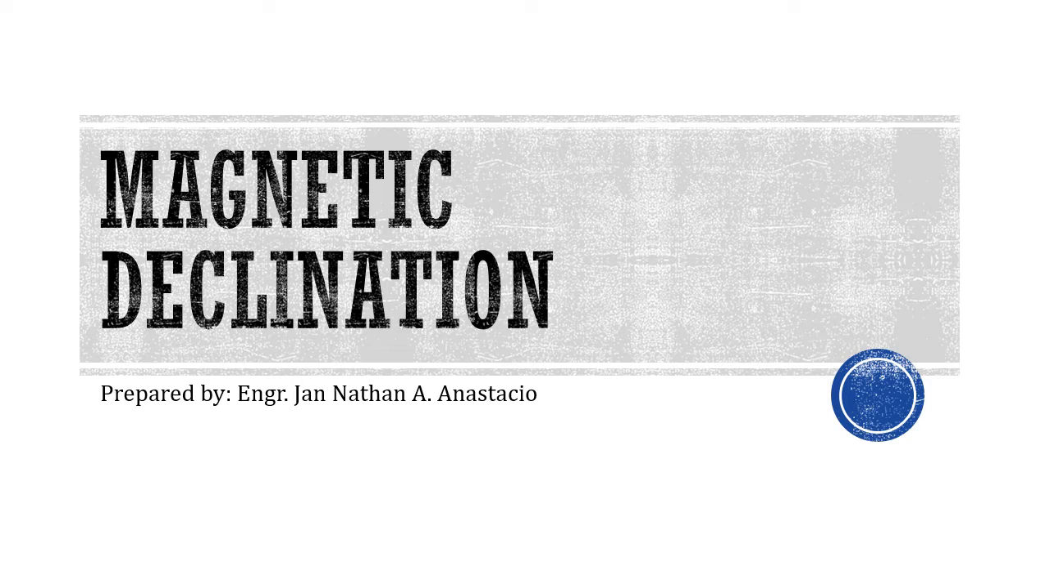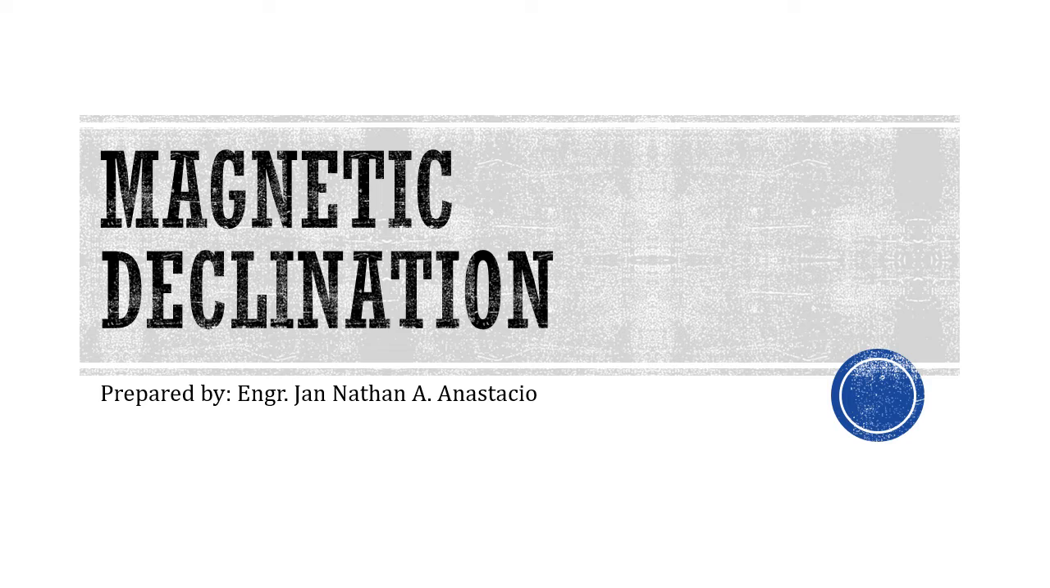Okay, so last meeting sa direction of lines pinag-usapan natin yung true meridian and the magnetic meridian, no? And diniscuss natin that the true and the magnetic meridian are not parallel to each other. Okay, so the angle of inclination yung angle na na-create between those two meridians, ang tawag doon ay magnetic declination. Okay, so yun yung ifo-focus natin today.